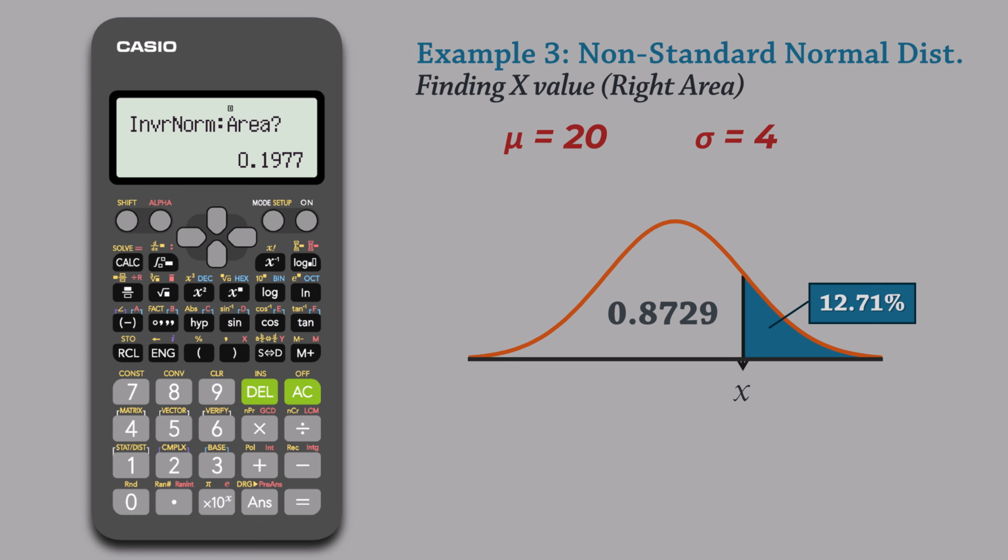Enter 0.8729 for area and press equals. For sigma, enter 4. Press equals. For mu, enter 20. And press equals. The value of x is approximately 24.56.